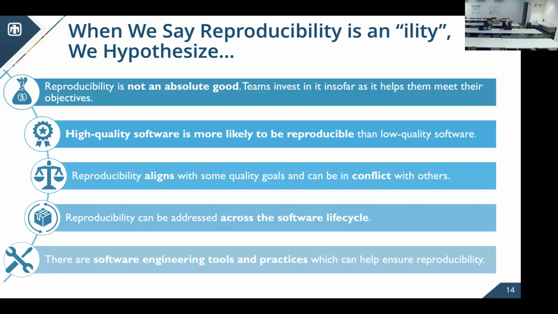So these are things that we need to be cognizant of. And then, like I said, we should be thinking about reproducibility across the software lifecycle. We should be thinking about design, for example, all the way back. How do we structure the software in ways that make it more manageable, easier to add features, easier to confirm behavior? All of these things come into play. And then finally, and that's what we're looking at today, are there software engineering tools and practices that could help ensure that reproducibility?